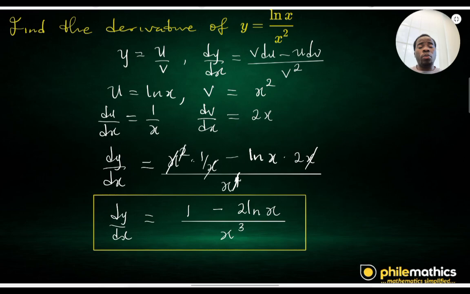You can actually use product rule to solve this. In that case, you have to take x squared and rewrite it as x to power minus 2. And so your function y will now be x to power minus 2 times natural log of x, and then you use the product rule. But whichever formula you use, you will still arrive at the same answer.